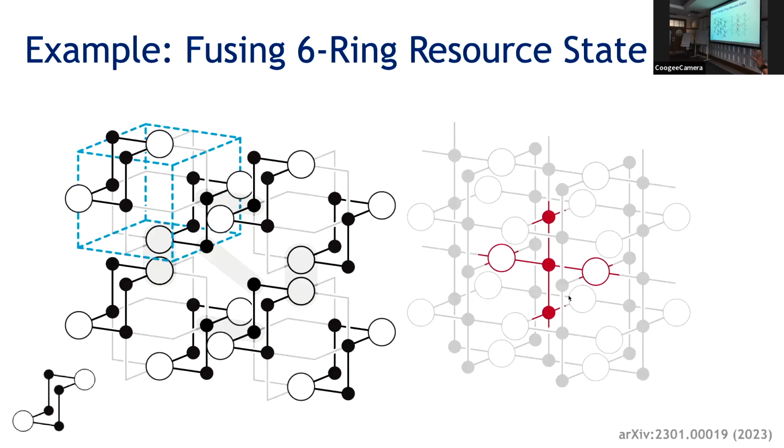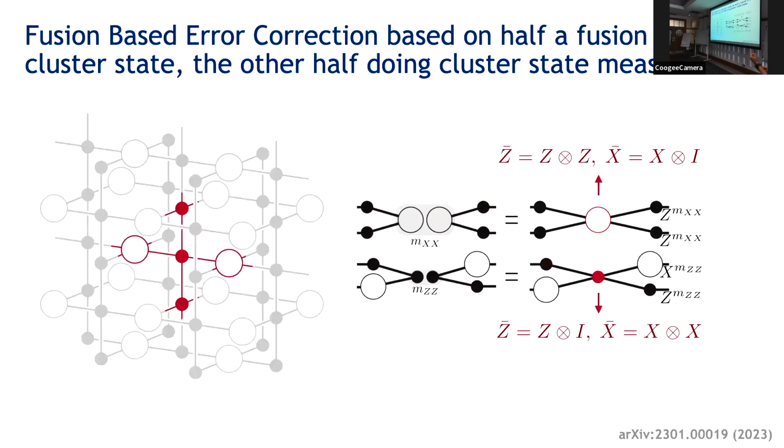Now, once I have the cluster state, what do I want to do? I want to measure the Z-type qubits in the Z basis and the X-type qubits in the X basis, right? So that means that I have to measure Z tensor Z of this qubit and X tensor X of this qubit. So that's the effective Z and the effective X. But remember, combining the first XX measurement and the second ZZ measurement is actually the fusion measurement that we're talking about.